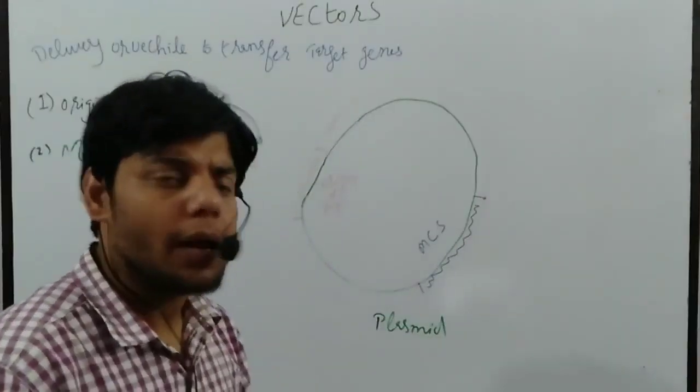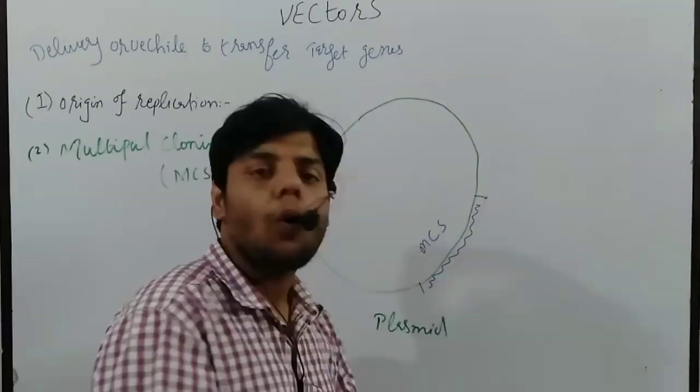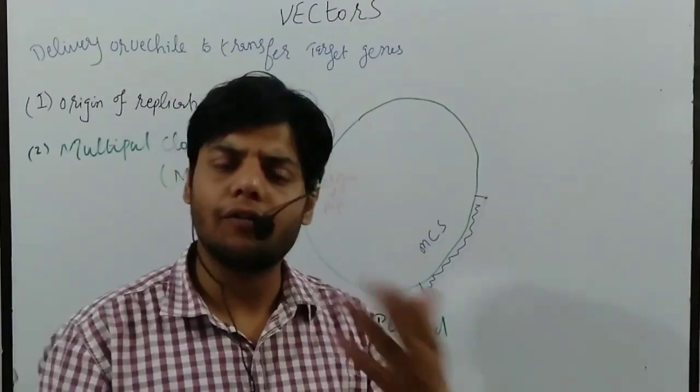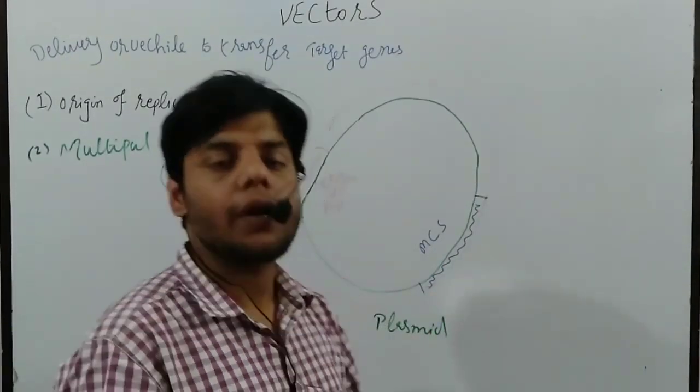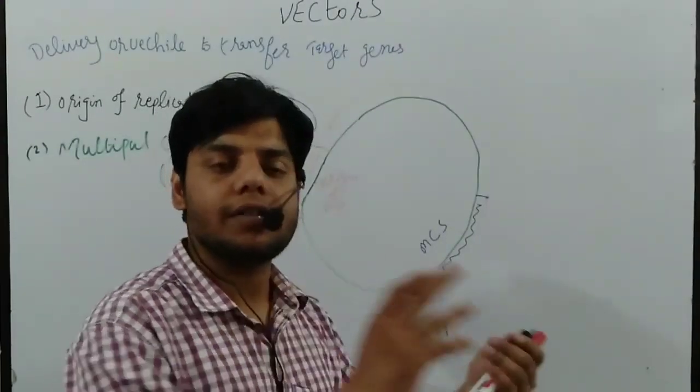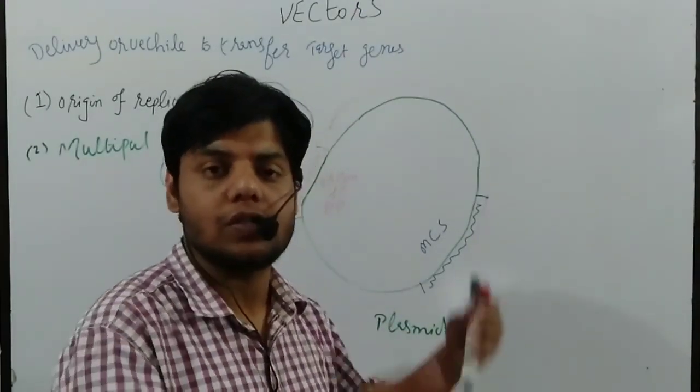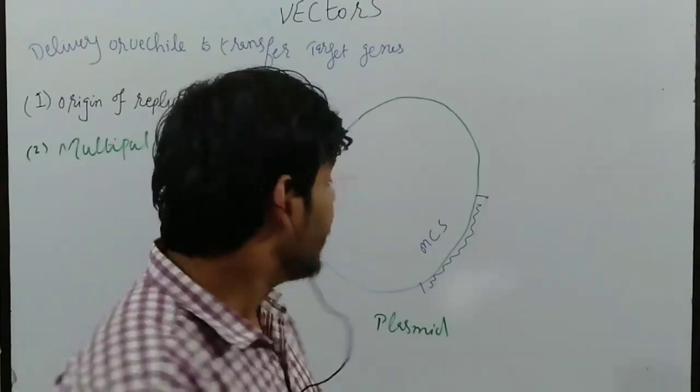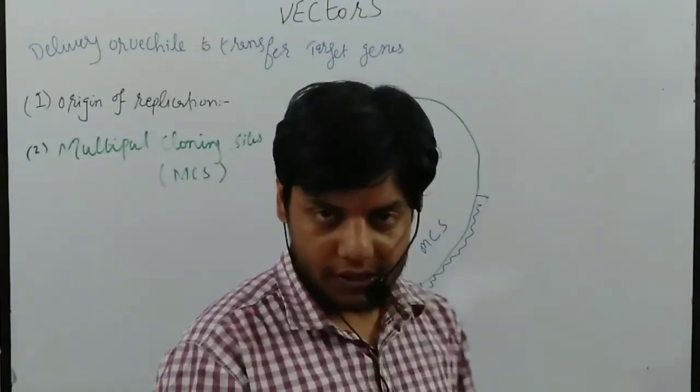Why do we call it multiple? Because at that specific area we can add different kinds of genes of interest. We can add the insulin gene, we can add some other genes, chaperone proteins, some other enzymes we can produce. That's why we call it multiple cloning sites.